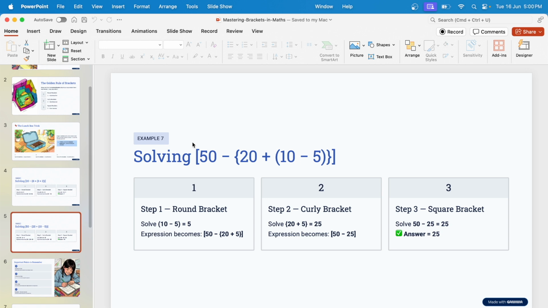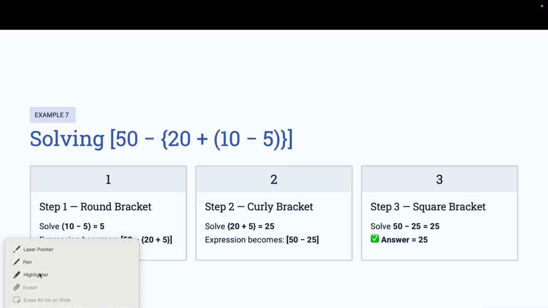Next example is solving 50 minus curly bracket 20 plus round bracket 10 minus 5 round bracket closed, curly bracket and square bracket. Same steps as we did before. First of all, solve the round bracket. So in the round bracket, solve 10 minus 5 is equal to 5. Then it becomes 50 minus 20 plus 5, curly bracket closed, square bracket closed.